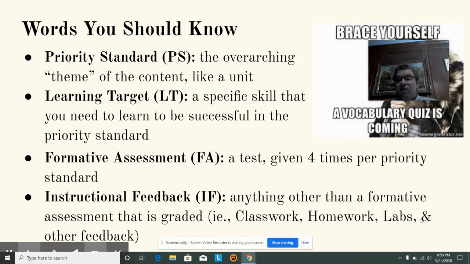Also, you need to know about formative assessments, which is a test given 4 times for each priority standard. We have 4 priority standards in biology, so there will be 4 for each one of those priority standards, for a grand total of 16 formative assessments. For instructional feedback, this is anything other than a formative assessment that is graded, i.e. classwork, homework, labs, and other feedback, all right?